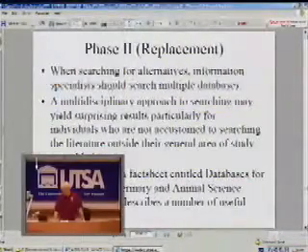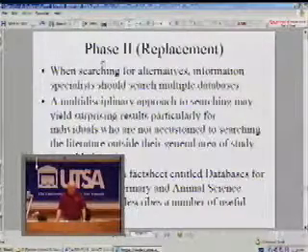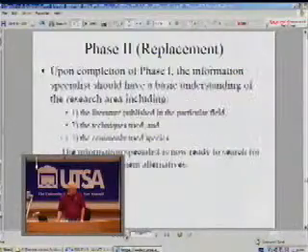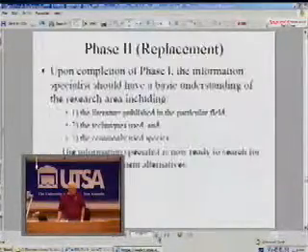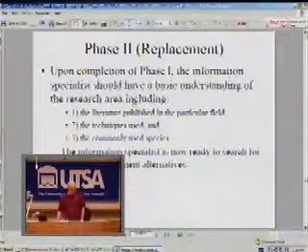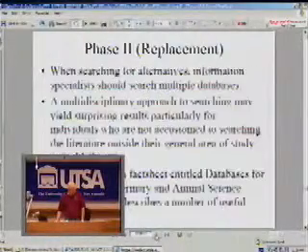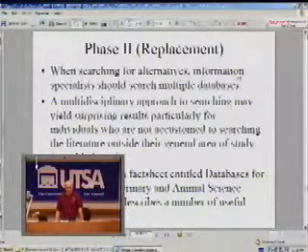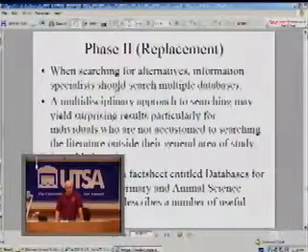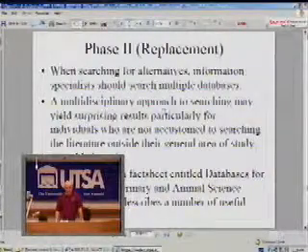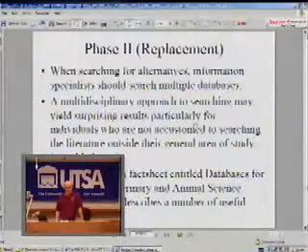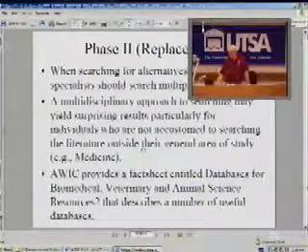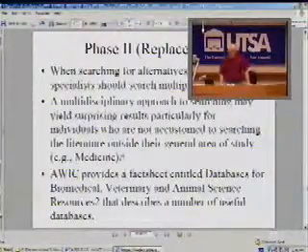When searching for alternatives under the phase two replacement, I think that's where we were in the previous slide too. Sorry, let me just go back and double check. We've been talking about phase two for a couple of slides here. Sorry about that. So when searching for alternatives, information specialists should search multiple databases. Again, the multidisciplinary approach to search may yield surprising results, particularly for individuals who are not accustomed to searching the literature outside their general area of study, for example, medicine.